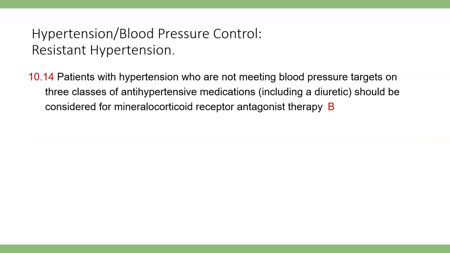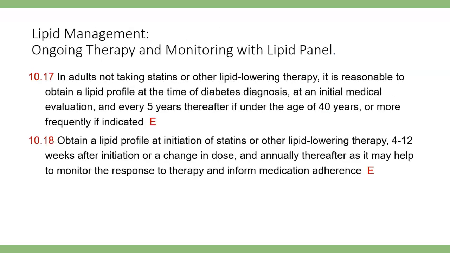Okay, so patients that are not meeting blood pressure goals on three different antihypertensives should be considered for mineralocorticoid receptor antagonist therapy. So those are just going to some of the other more rare drugs. Like you can try clonidine with those patients. Sometimes we go to hydralazine. So those are just some of the other classes. So there's many other classes.